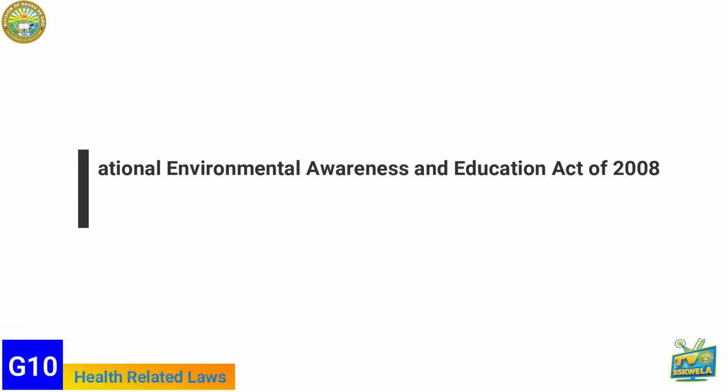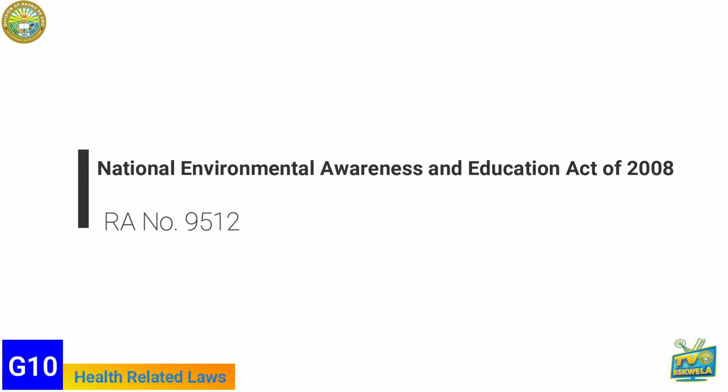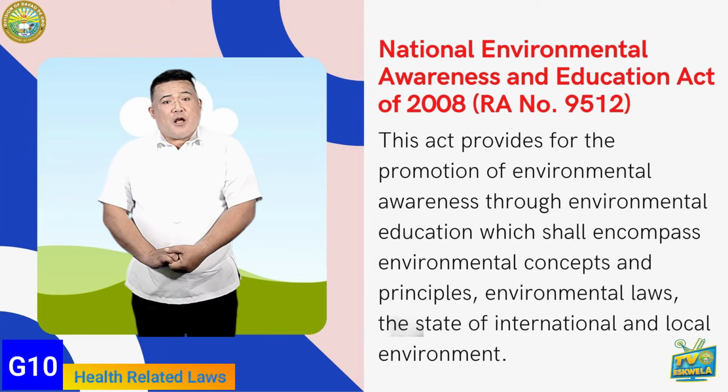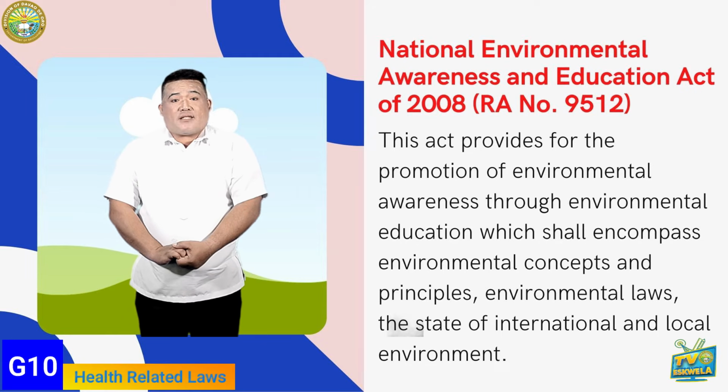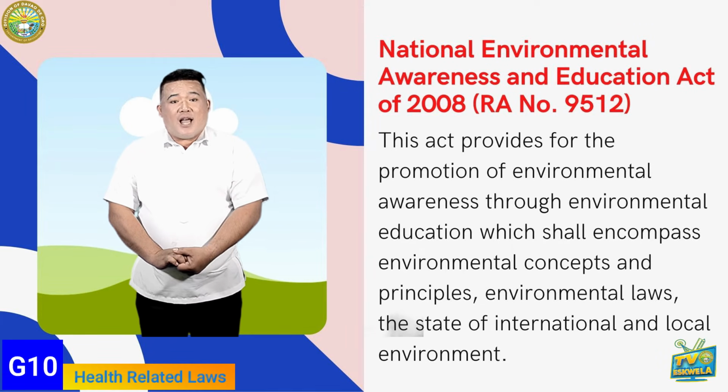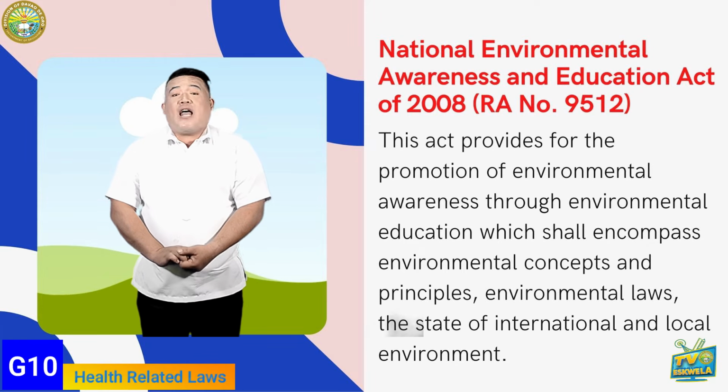Seventh, National Environmental Awareness and Education Act of 2008, otherwise known as RA Number 9512. This act provides for the promotion of environmental awareness through environmental education, which shall encompass environmental concepts and principles, environmental laws, the state of international and local environment.